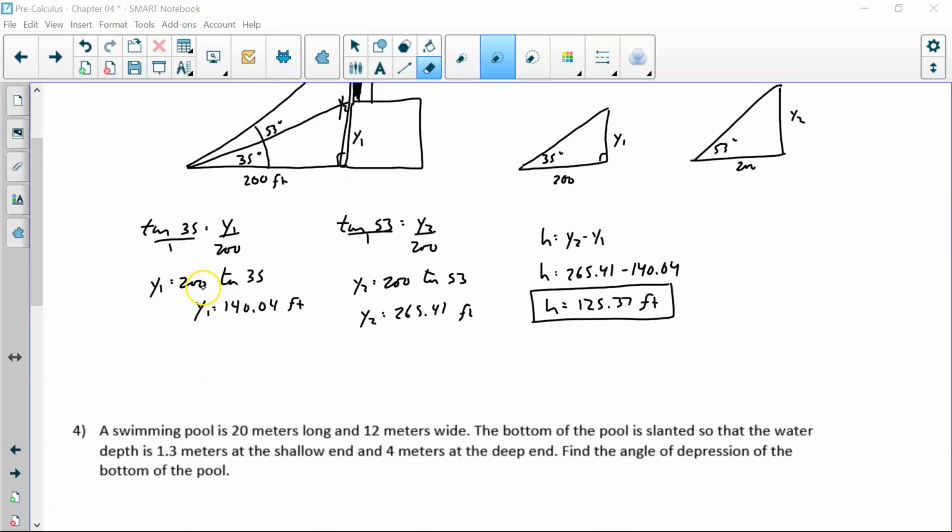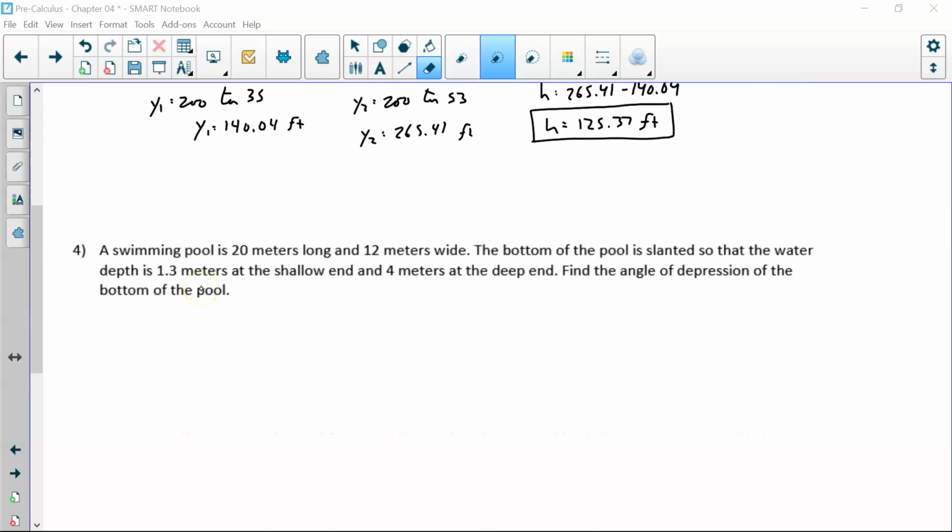Okay, let's go to problem number 4 now. Now we have a swimming pool. It's 20 meters long and 12 meters wide. Now we're just going to be looking at the cross section of the pool. Now the bottom of the pool is slanted. It goes down. So the depth in the shallow end is 1.3 meters, and in the deep end is 4 meters. We want to find the angle of depression of the bottom of the pool.